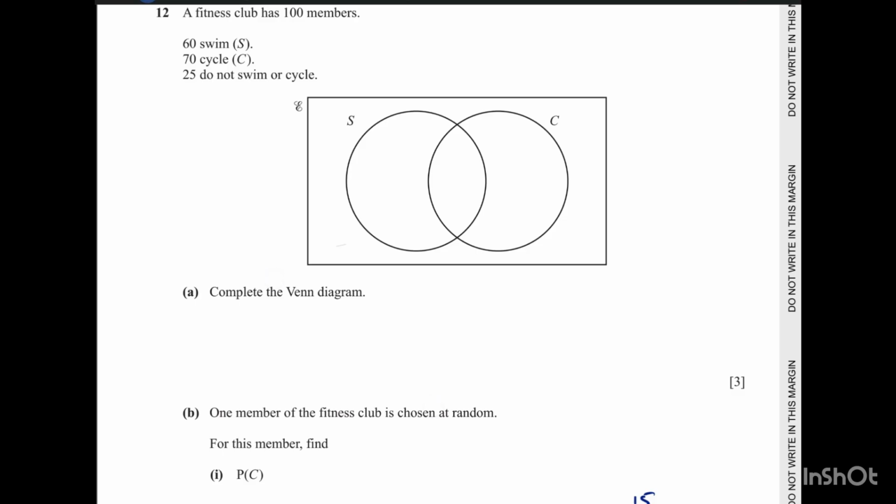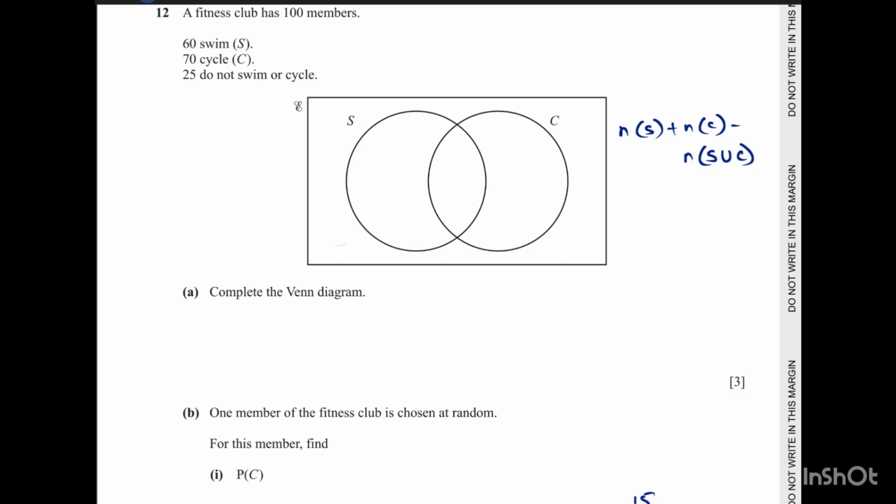So that means those 60 members are swimming. They are not only swimming, maybe they are cycling also, but 60 are swimming. Then 70 cycle applies the same. They are cycling, but from that 70, a few must be both swimming and cycling. So for that we have to first find this part, the intersection part. To find the intersection part, we have to do the sum of the number of people swimming plus the number cycling, and subtract from that the number of people swimming or cycling, that is the union of S and C.